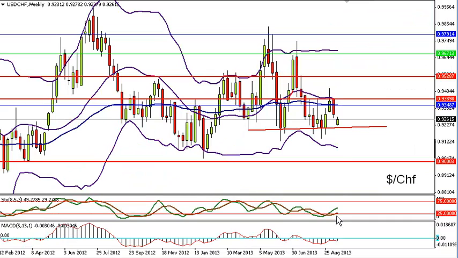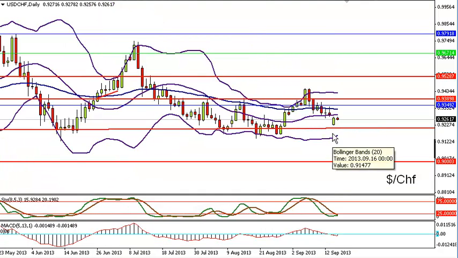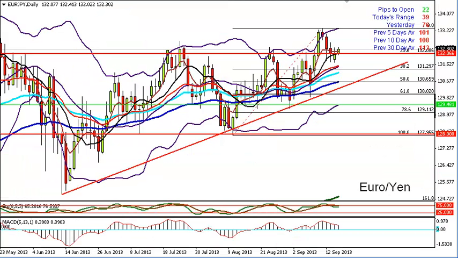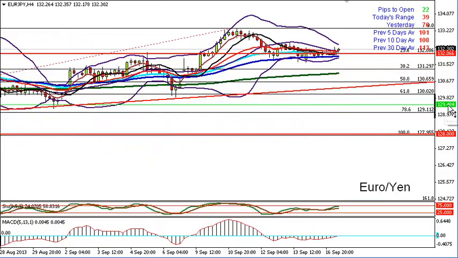Swissy, I showed you why I wasn't going to take that one because there wasn't really any other major support around there, but I used it for correlation with the euro to confirm that that was a trade to take. Euro yen, well, it's come back up above the 132 line this morning, but it closed below it last night, which is a little significant.